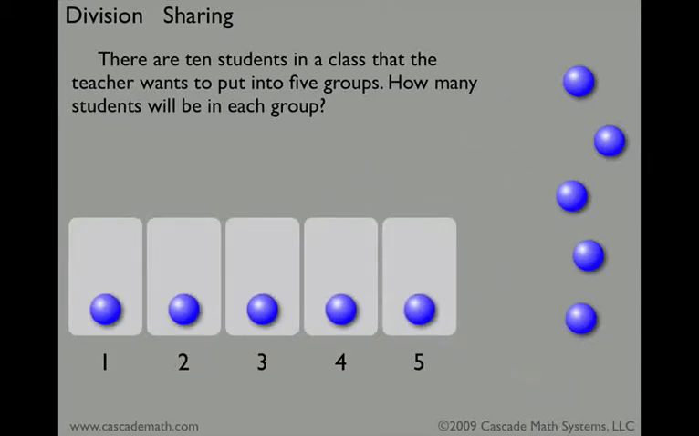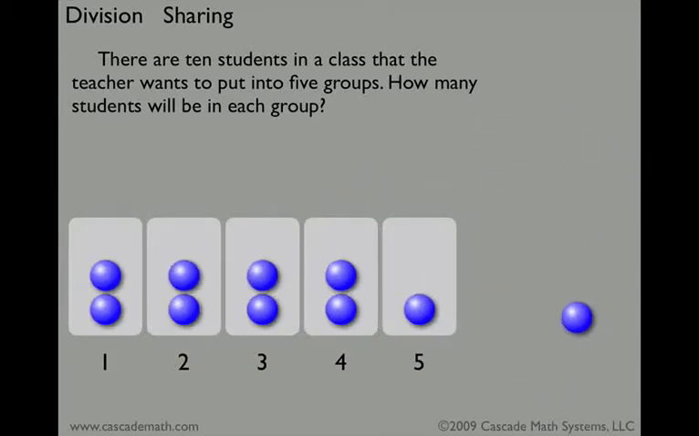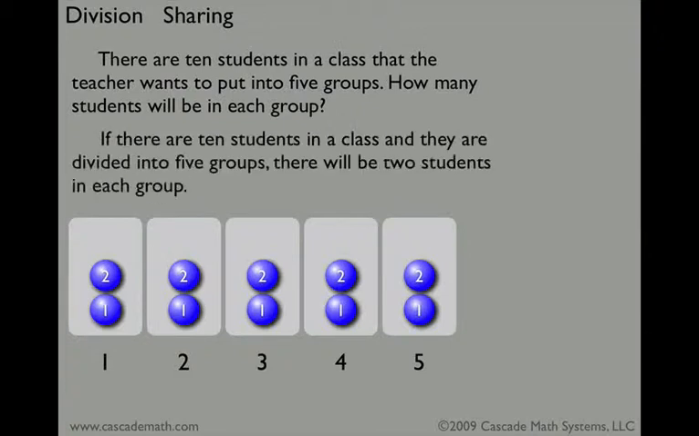1, 2, 3, 4, 5. If I look at my 5 groups, I can see that each group has 2 balls. If there are 10 students in a class and they are divided into 5 groups, there will be 2 students in each group. 10 divided by 5 equals 2.